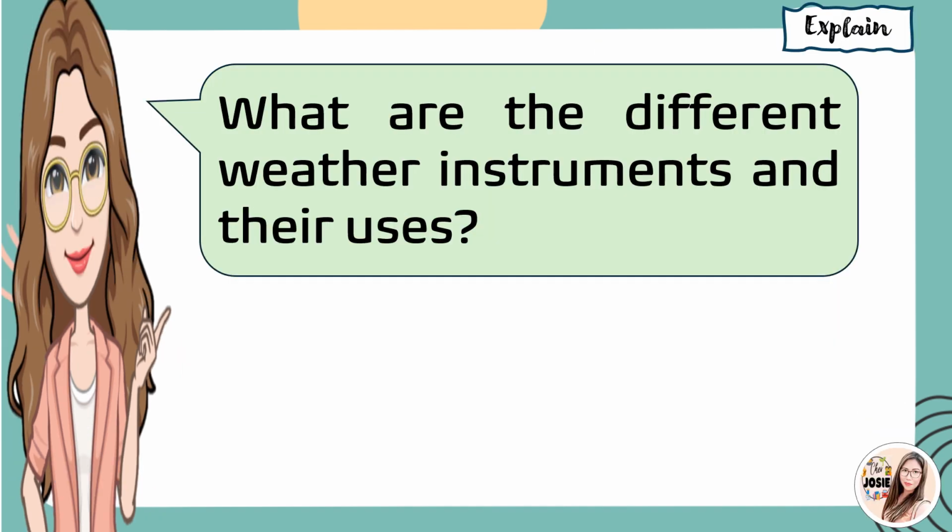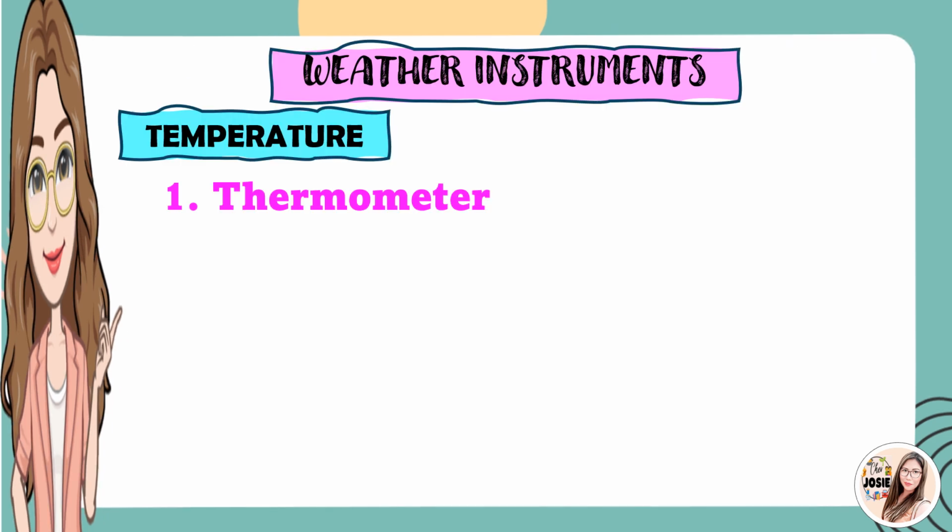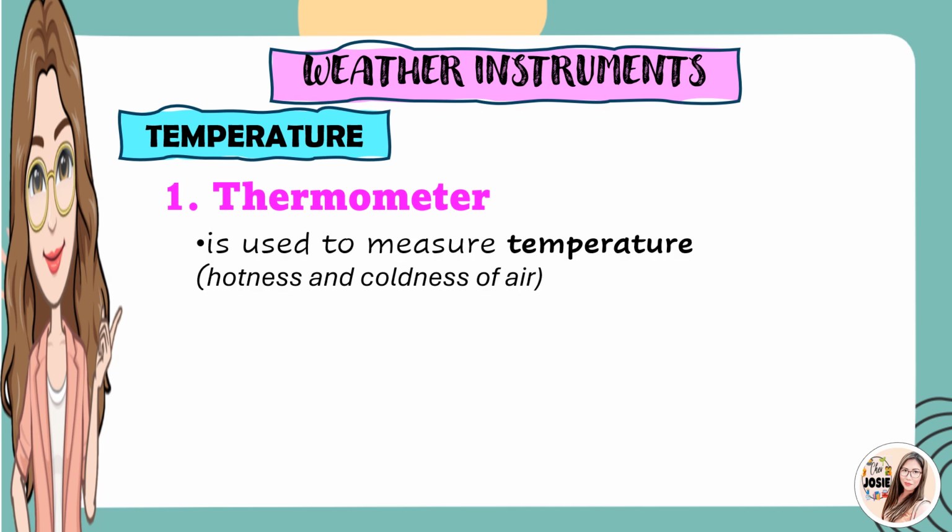What are the different weather instruments and their uses? You're right. Let's discuss the weather instruments and their uses. First, under temperature, we have the thermometer. A thermometer is used to measure temperature. When we say temperature, it is the hotness and coldness of air. We have different kinds of thermometer.